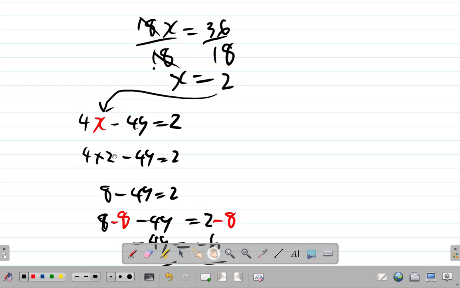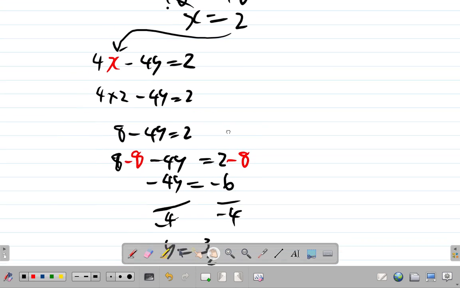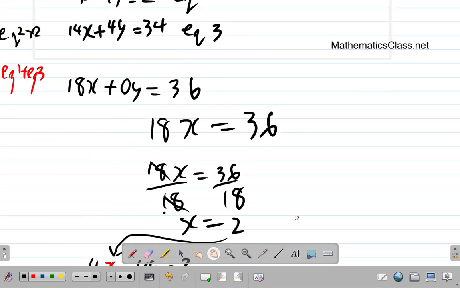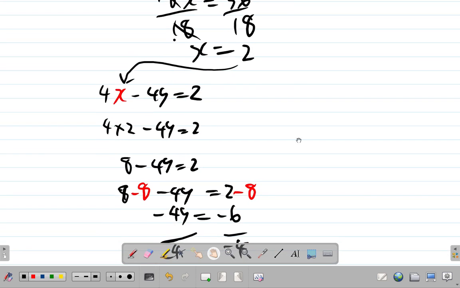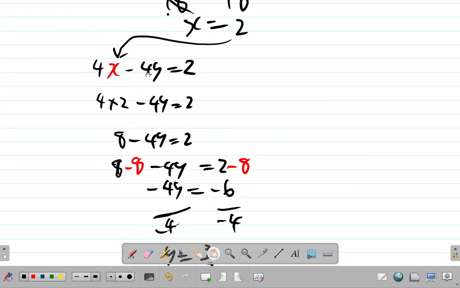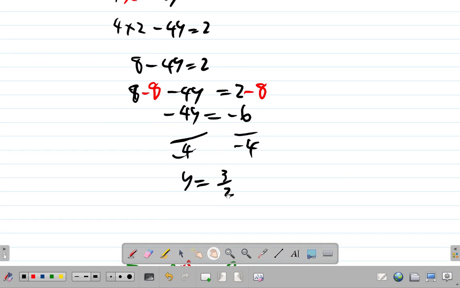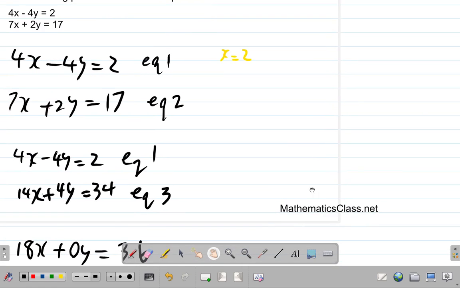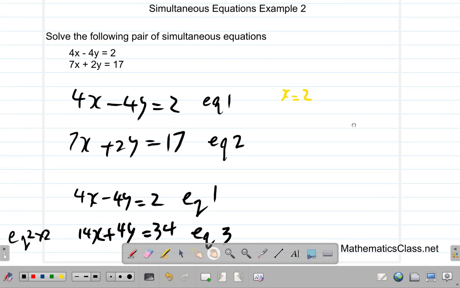So remember what we did here. X is 2. 4 times 2 is 8. The equation says 4x minus 4y equals 2. 4 2's are 8. So it's 8 minus 4y equals 2. Subtract 8 from both sides. What we have is negative 4y equals negative 6. Divide by negative 4. Y is 3 halves. So y is 3 divided by 2.